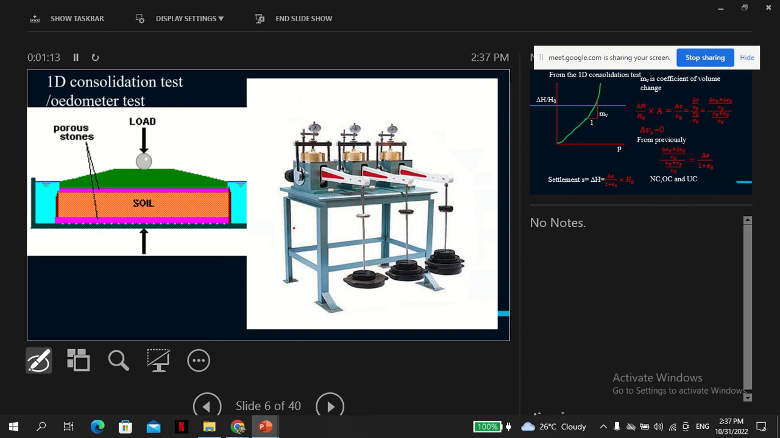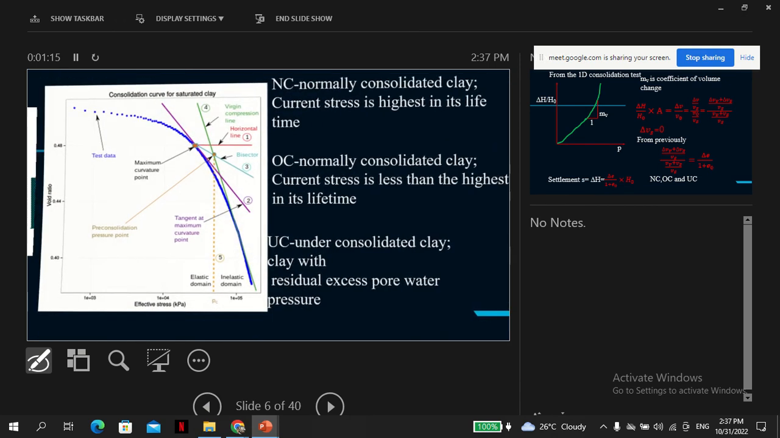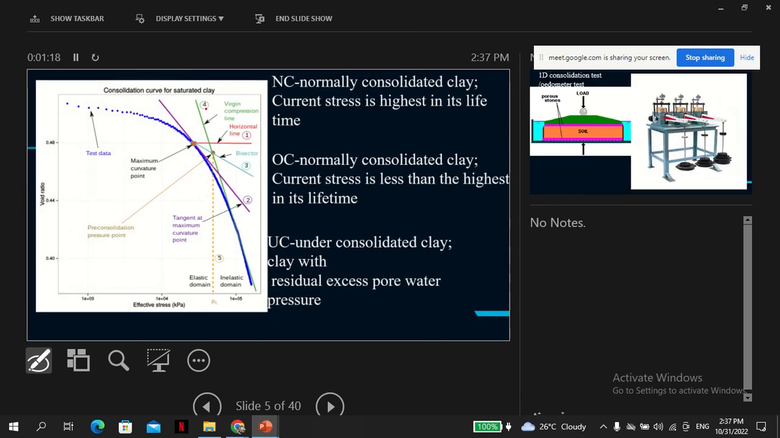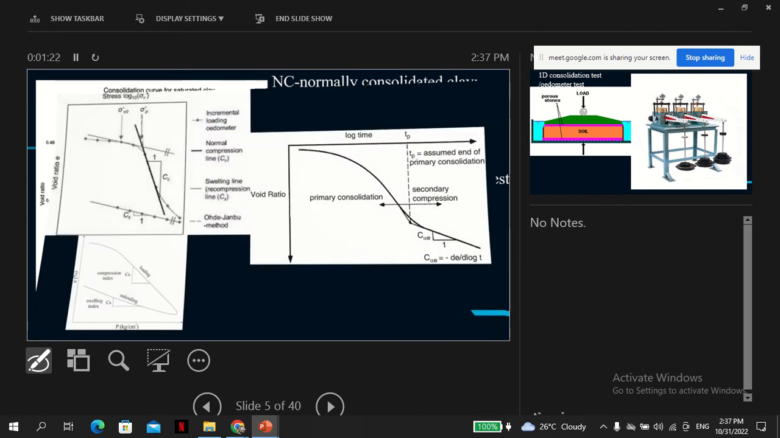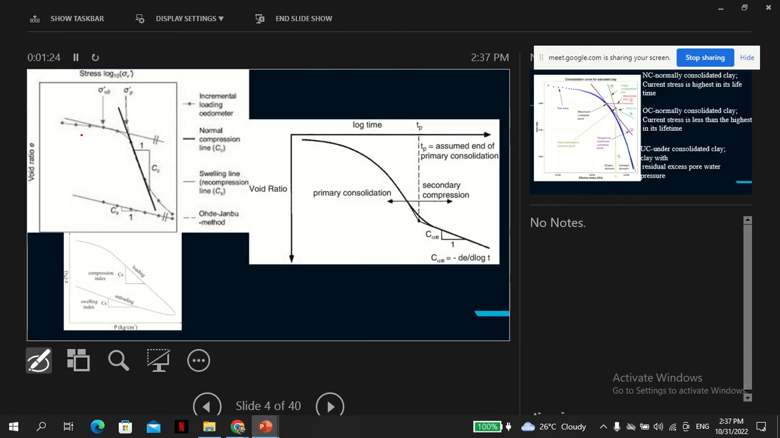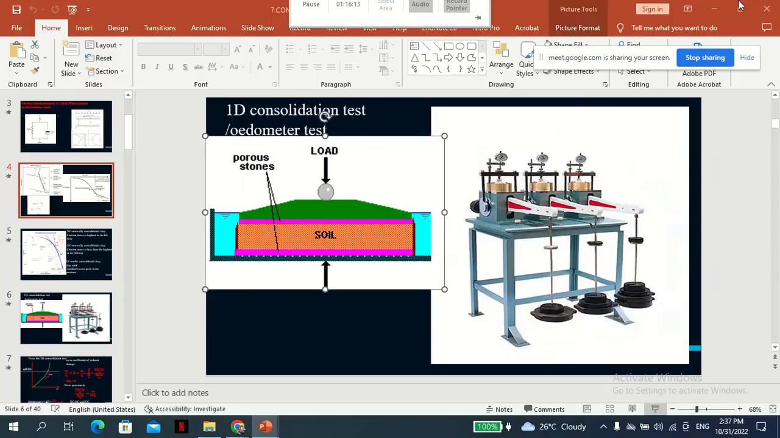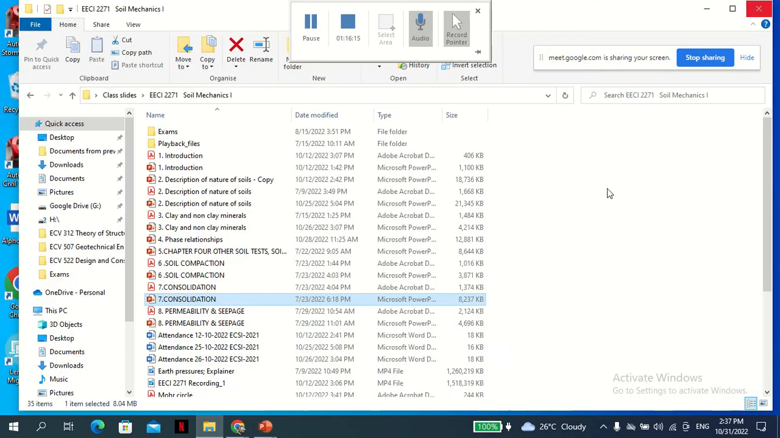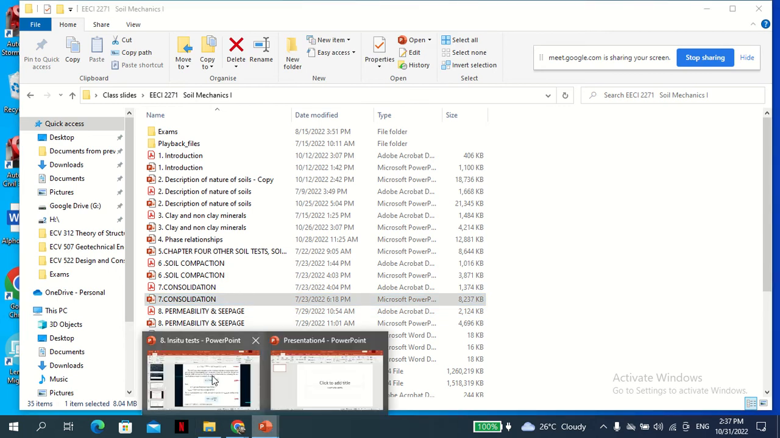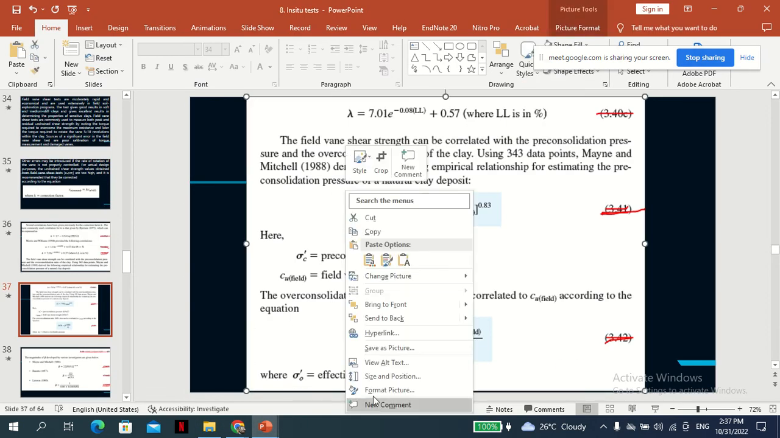So from the 1D consolidation, if you draw a tangent to this part of the curve, what you read there is the pre-consolidation stress. Okay, that's the simplest I can put it. That's what pre-consolidation stress is.